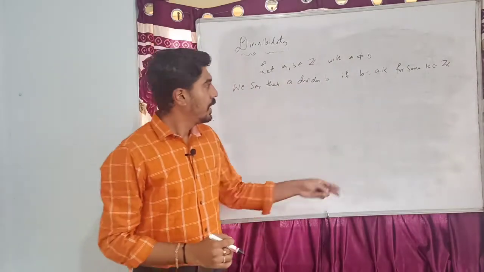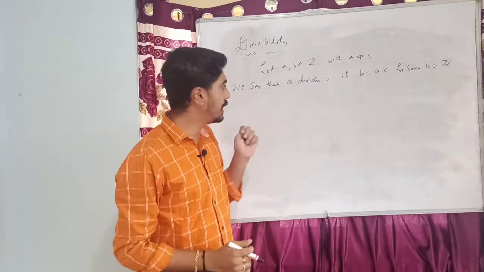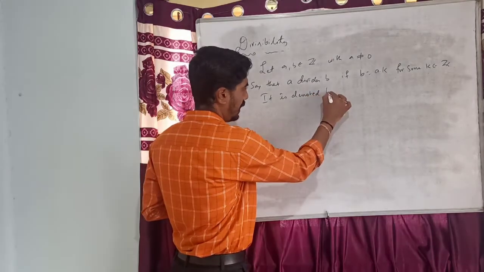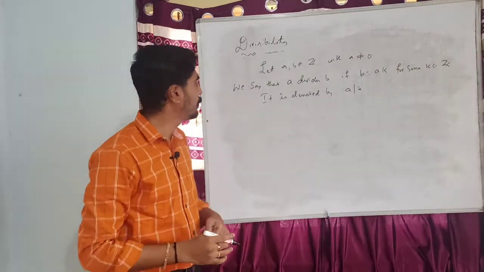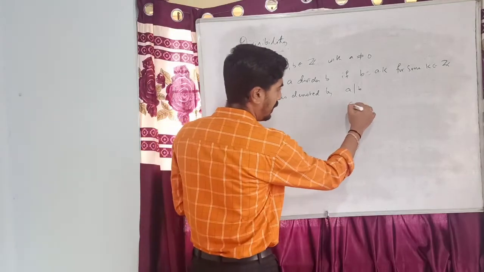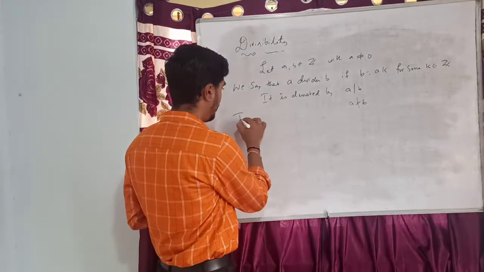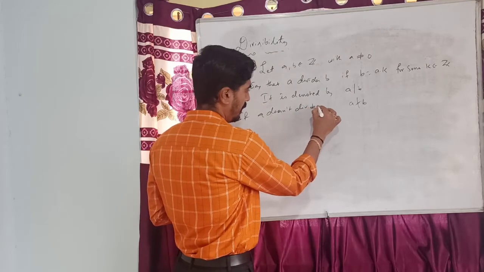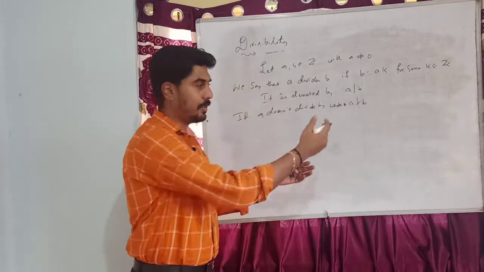In other words, if b can be written as an integral multiple of a, then we say that a divides b, and it is denoted by this symbol, read as a divides b. Now suppose a does not divide b, we denote it by this symbol, read as a does not divide b.